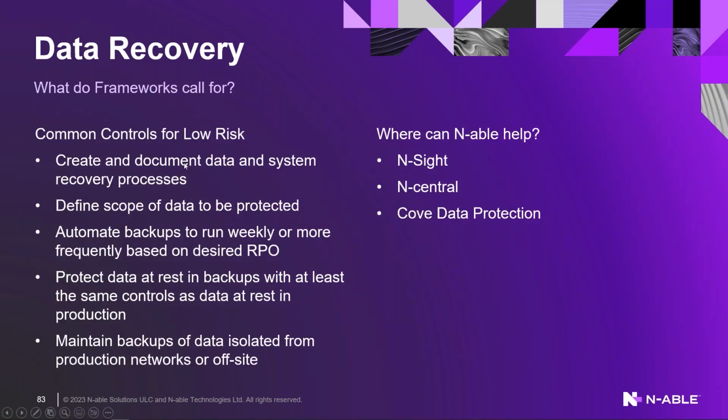And here are those controls for low risk environments. You have to create and document processes for data and system recovery, define the scope of data to be protected, automate the backups, protect data at rest in backups with at least the same controls and the same encryption or better than the data at rest in production, and also maintain isolated backups from the production network.